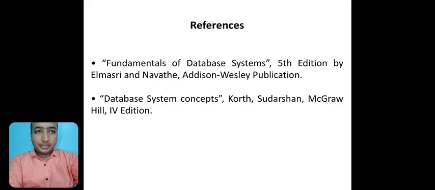For further reference, dear students, you can refer to the book authored by Navathe. You can refer to the fifth edition from Addison-Wesley, and the title of the book you can search for is Fundamentals of Database Systems. You can also refer to a second title, Database System Concepts by Korth and Sudarshan of McGraw-Hill, the fourth edition.